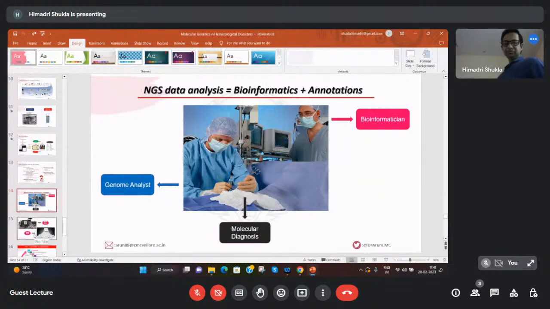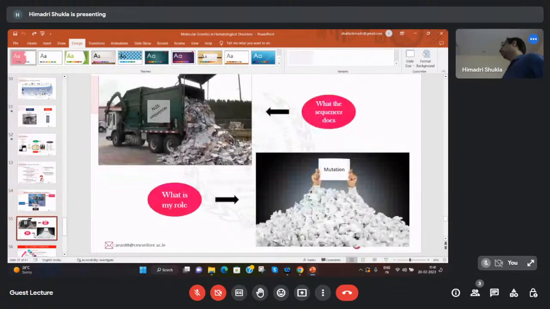Okay. And again, another crude analogy, if I have to explain what I do with the NGS, so this will tell you. Basically what the NGS machine does is, it throws at you a lot of garbage, okay? Tons and tons of garbage. You have to dig into the garbage and come out with one mutation which is going to explain the disease in the patient.